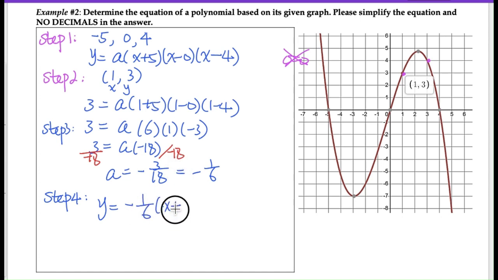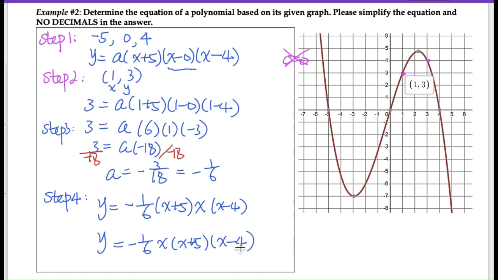Then it's x plus 5. Then x minus 0 here can actually be simplified to x, because x minus 0 is itself, and then you can write this. If you want, you can also just put the x in front. So it's a very neat way to demonstrate the final answer. So it doesn't matter if you write it this way or this way, they're all correct.